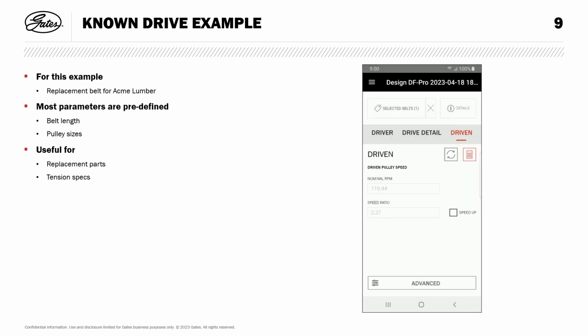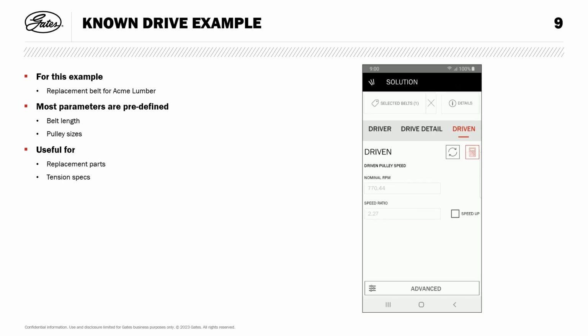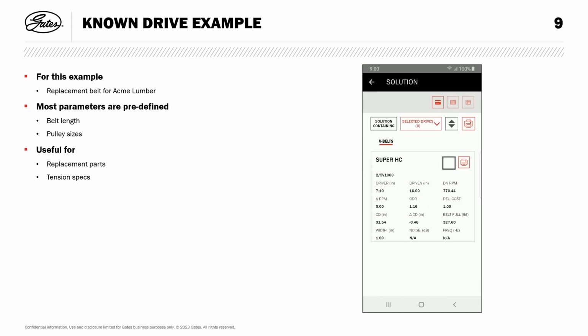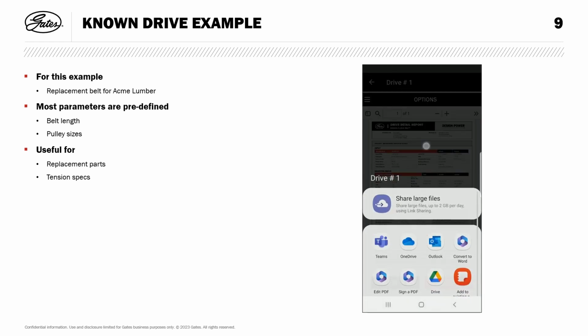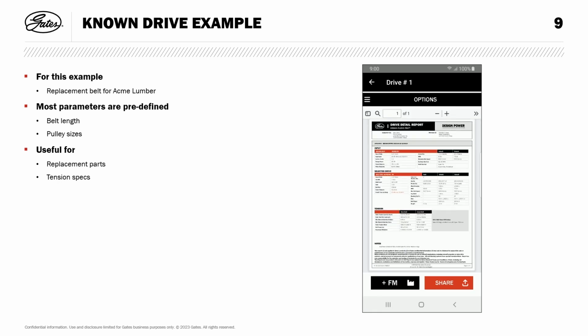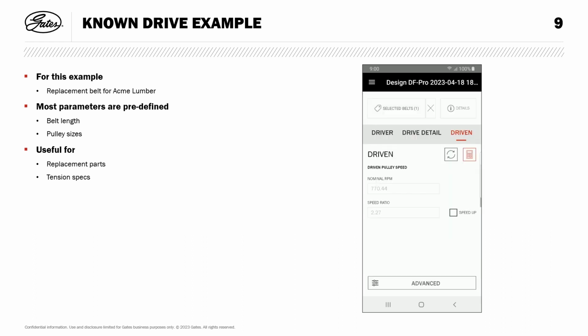I don't have any more options to select, so I'll tap Design, and shown here is a drive meeting my requirements. I'll go ahead and tap that Printout button, and I'll bring up this report containing all the information the customer might need, including product numbers and tensioning information. I can share the report or add it to Facility Management. I would like to demonstrate one other feature within DesignFlex Pro, so I'll go back to my app home screen.